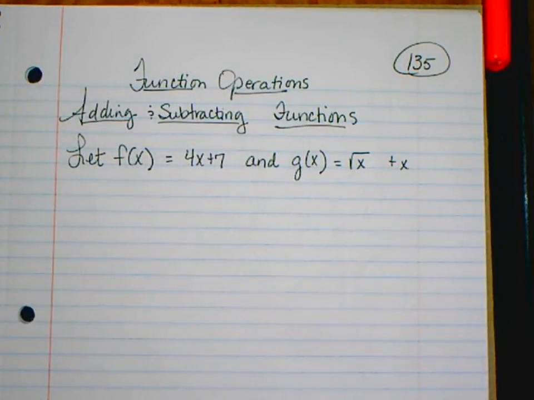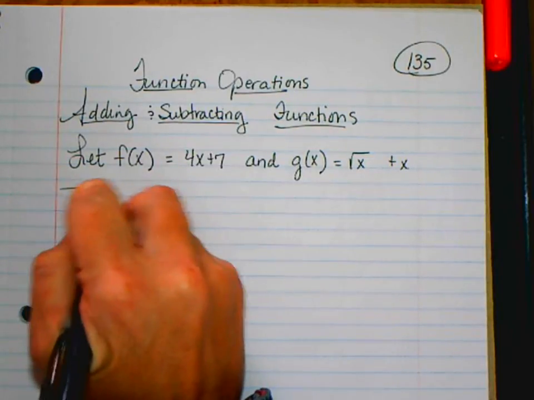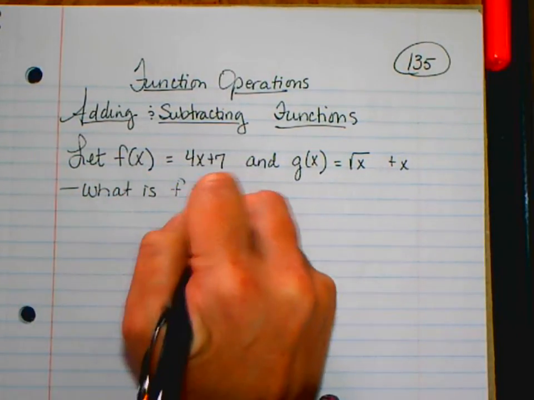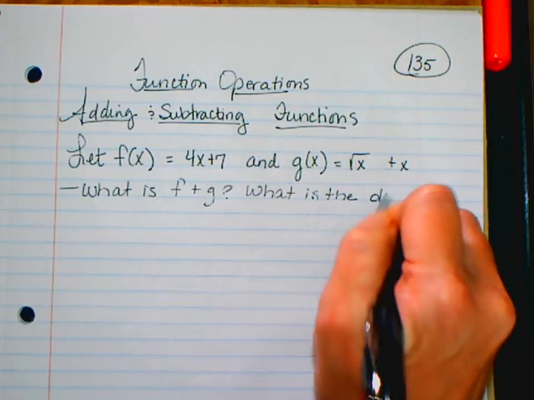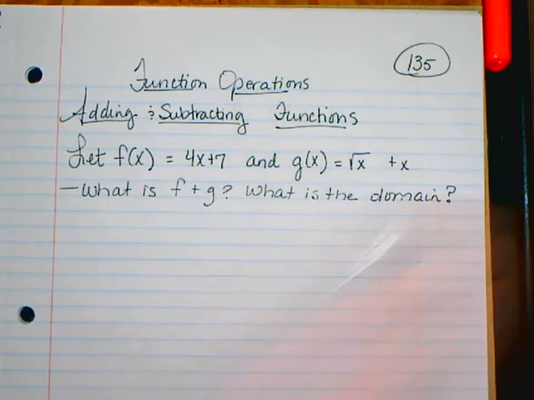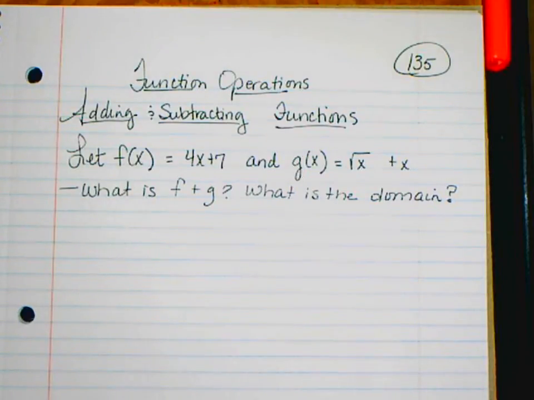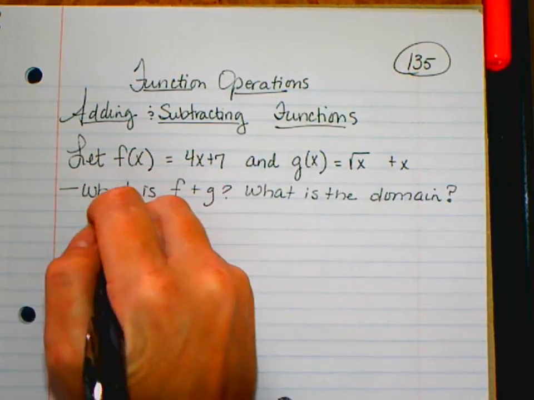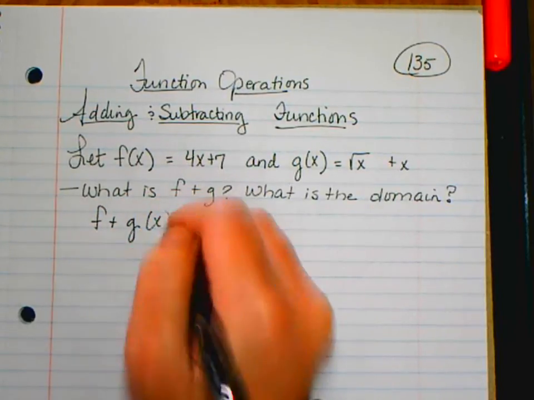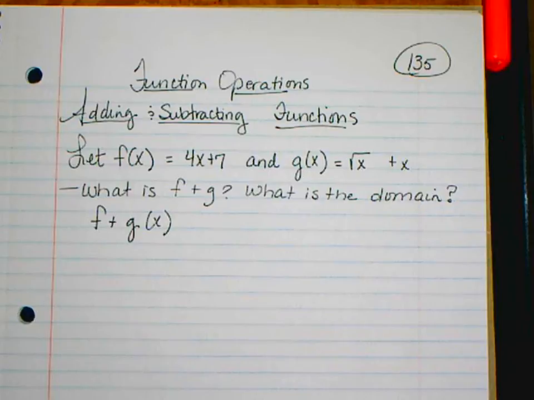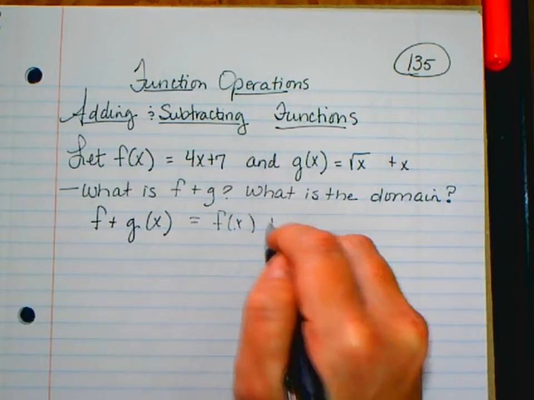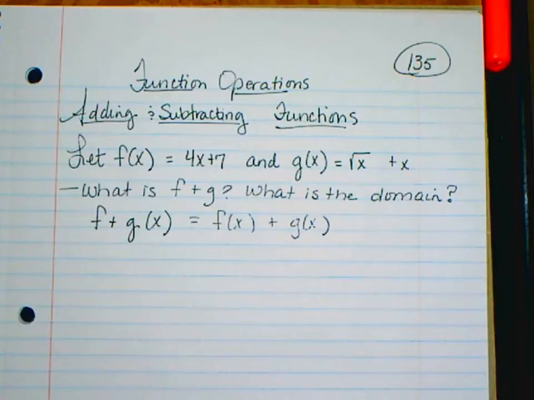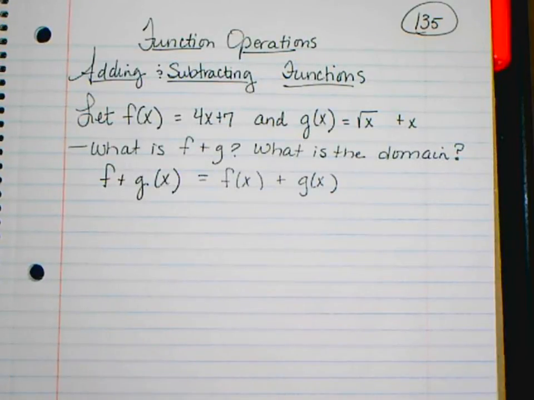Alright? So if you're asked, what is f plus g? And then what is the domain? That's just asking what is function f plus function g, okay? You might see it written like this, f plus g of x. I don't like it written like that. It confuses me. Whenever it's written like that, I like to rewrite it as f of x plus g of x. And then just add them together.